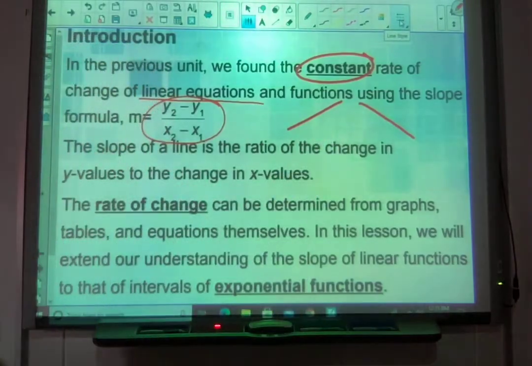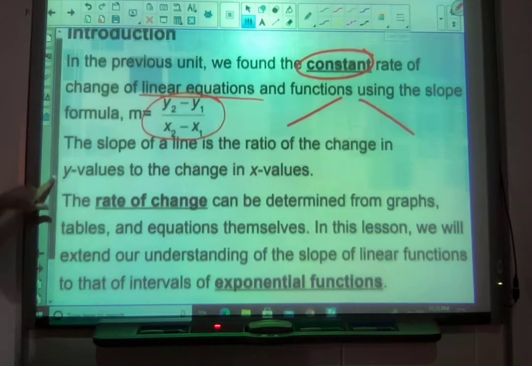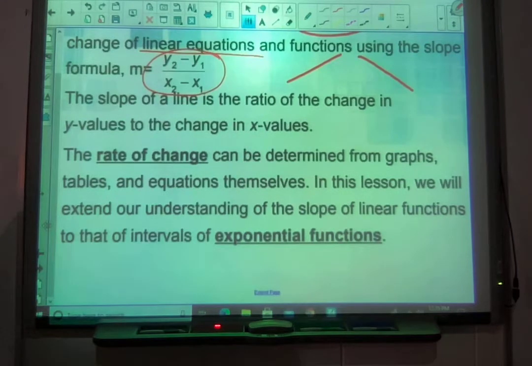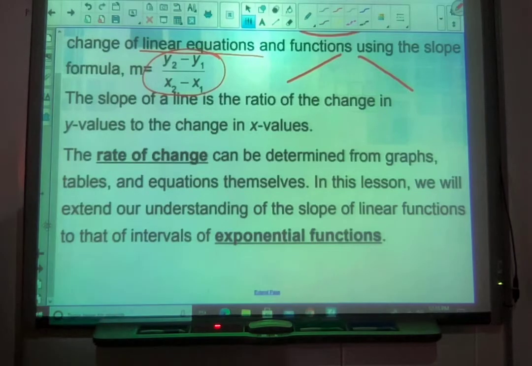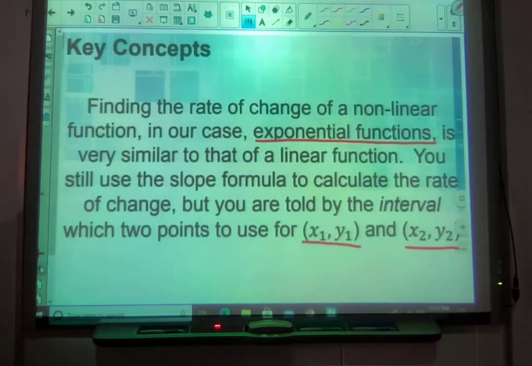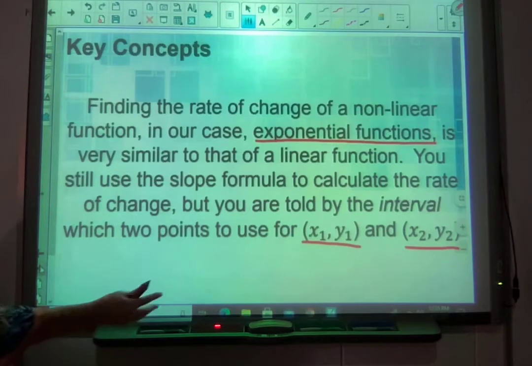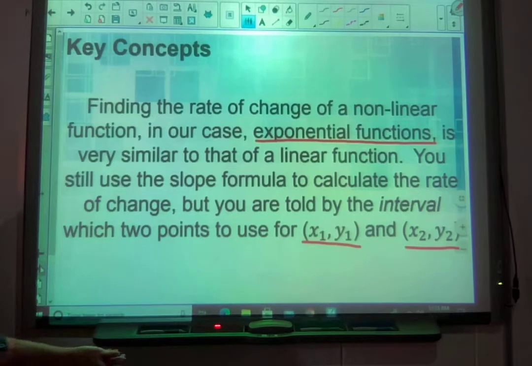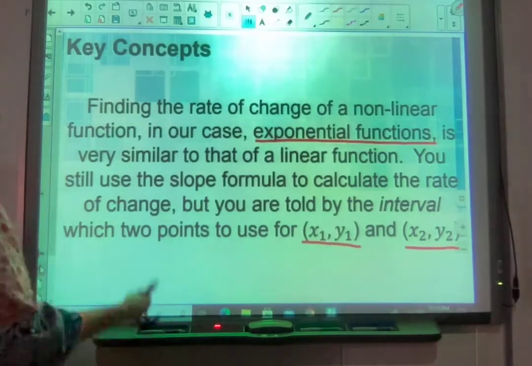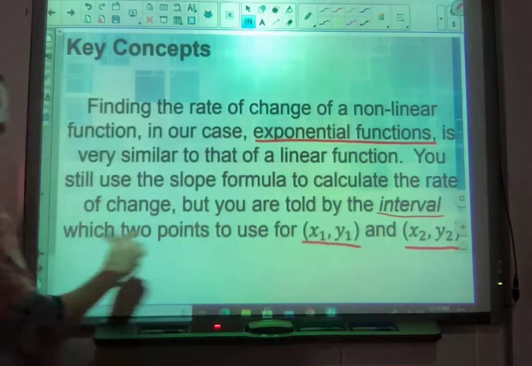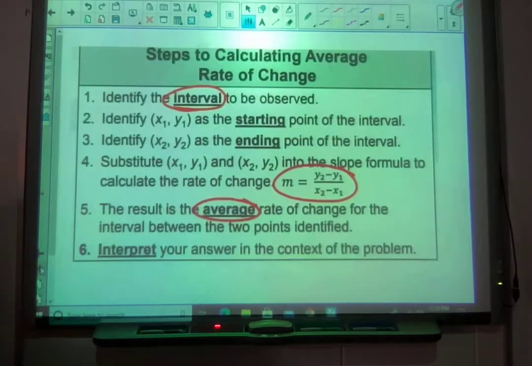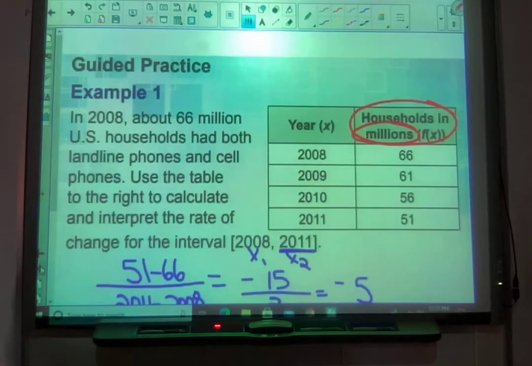All right. Now, with a quadratic function or an exponential function, they usually give you an interval and you find it and do y2 minus y1 over x2 minus x1. Let me just show you. Exponential functions and quadratic functions, same way, y2 minus y1 over x2 minus x1. They give you an interval to do it over.